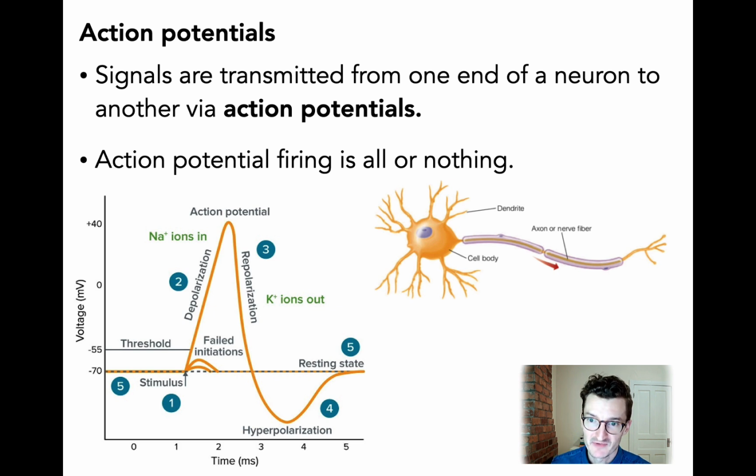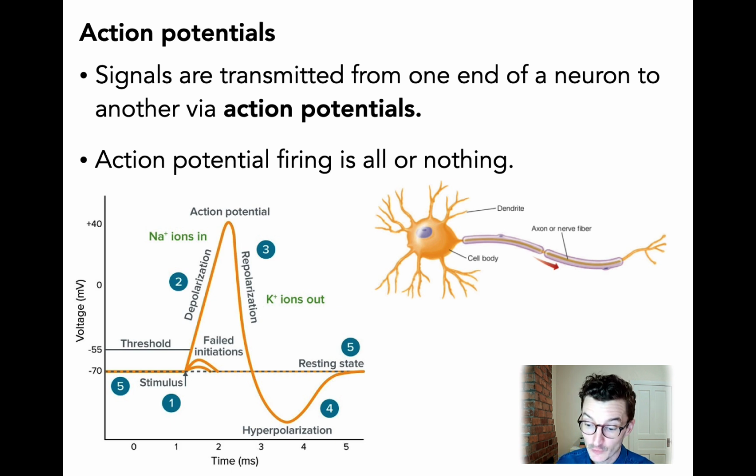The size and shape of the action potential never changes. They always have the same size and shape. The only thing that can change is the frequency of neural firing. So information moves from the cell body to the terminals via the action potential.